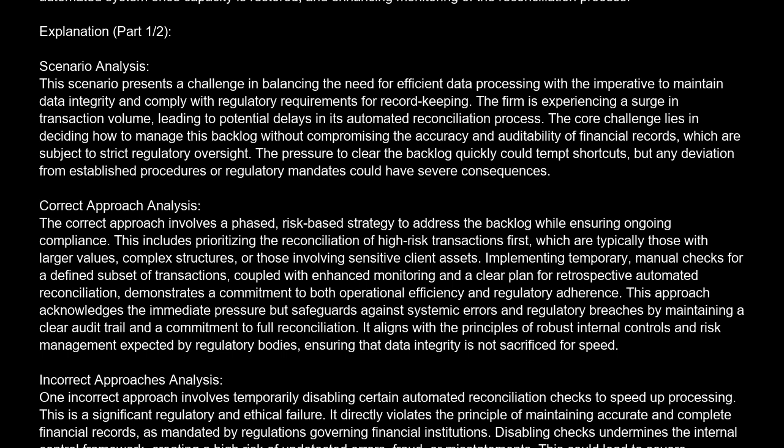Incorrect approaches analysis. One incorrect approach involves temporarily disabling certain automated reconciliation checks to speed up processing. This is a significant regulatory and ethical failure. It directly violates the principle of maintaining accurate and complete financial records, as mandated by regulations governing financial institutions. Disabling checks undermines the internal control framework, creating a high risk of undetected errors, fraud, or misstatements. This could lead to severe penalties, reputational damage, and loss of client trust.